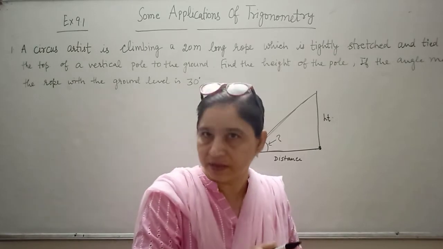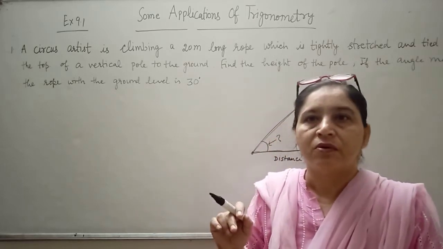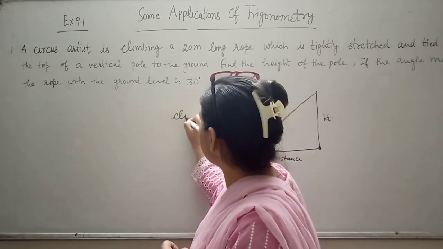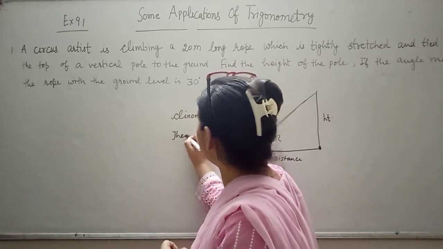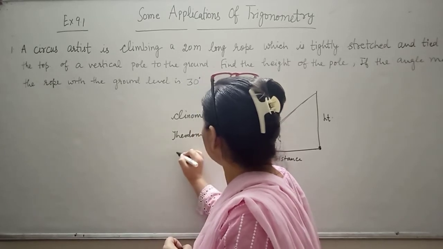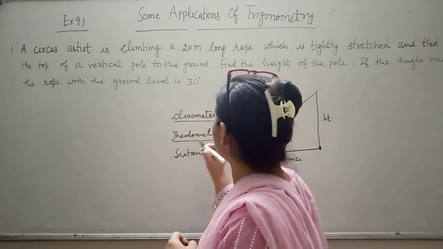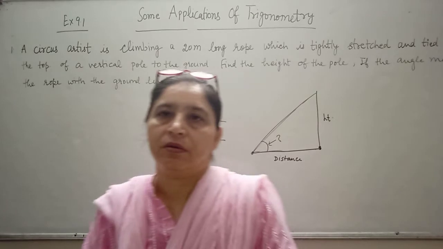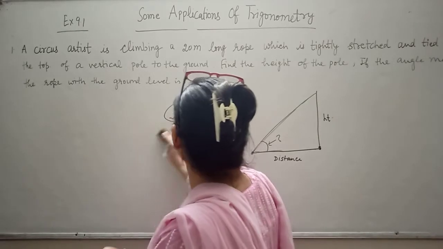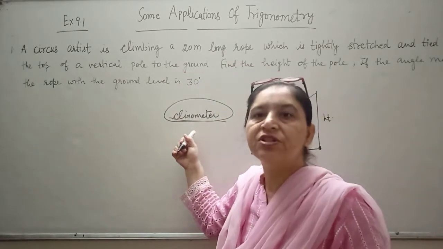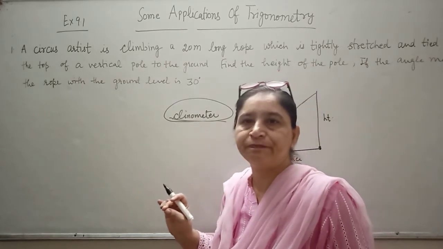Actually there is some apparatus by which we can find this angle of elevation. Some of the apparatus are the clinometer, theodolite and sextants. These help us to find the angle of elevation. This clinometer is very easy to make ourselves. We can make this apparatus very easily.